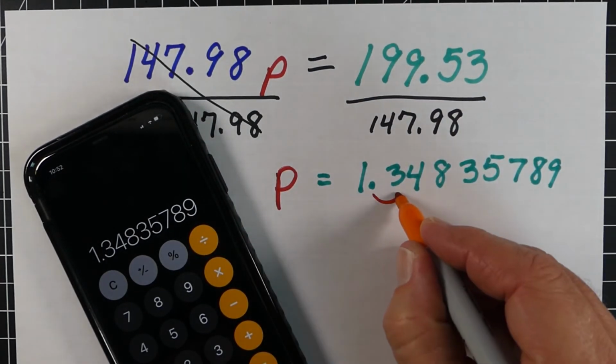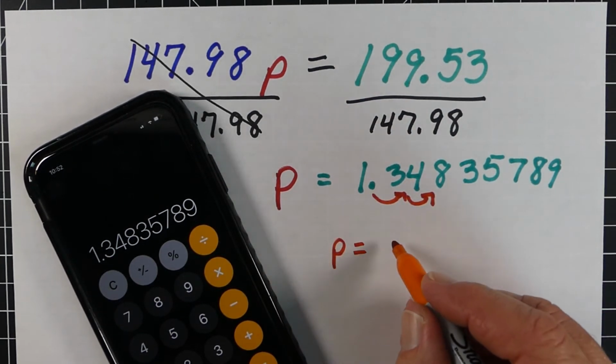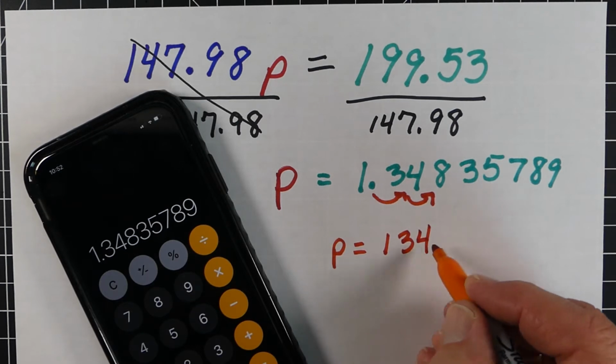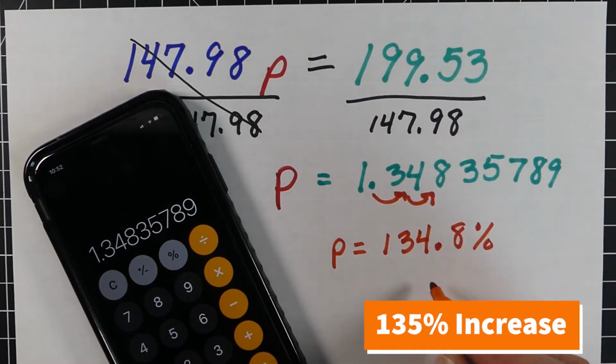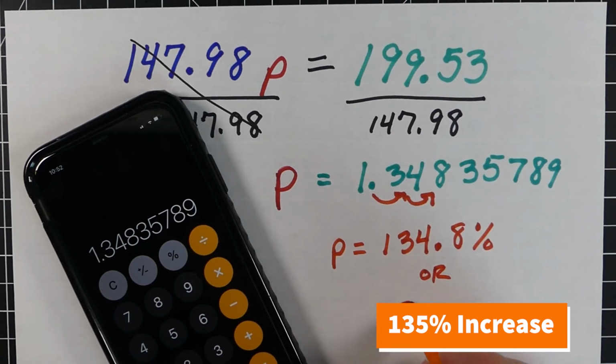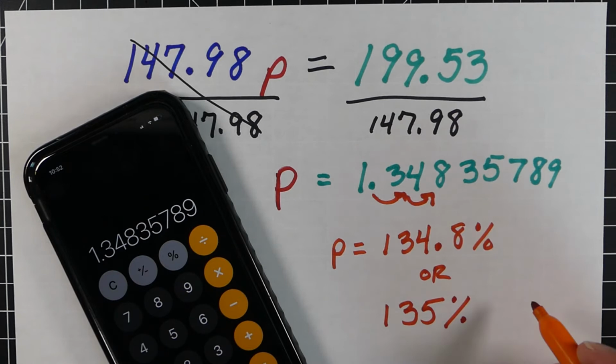So again, we multiply by 100, and when we do that, the decimal always moves twice to the right. So we have 134.8% if you want to use the tenth. If we want to make it a whole number, it would be 135% increase. So it more than doubled.